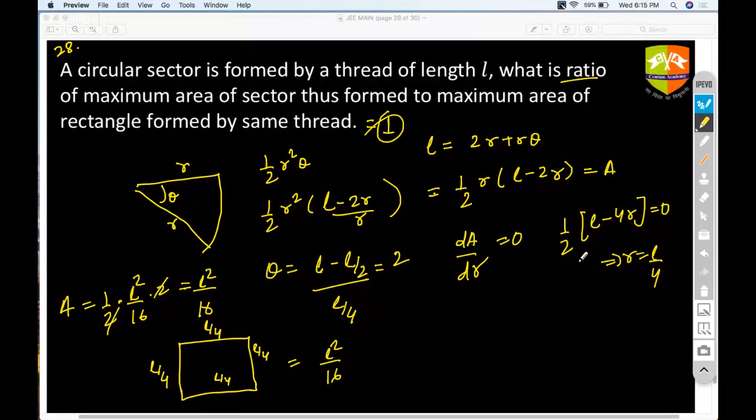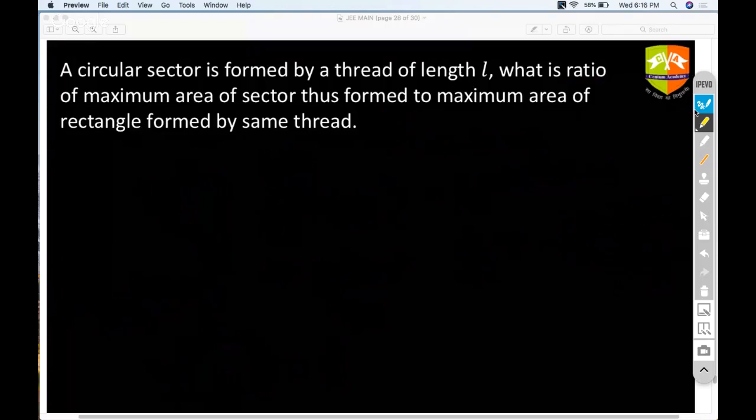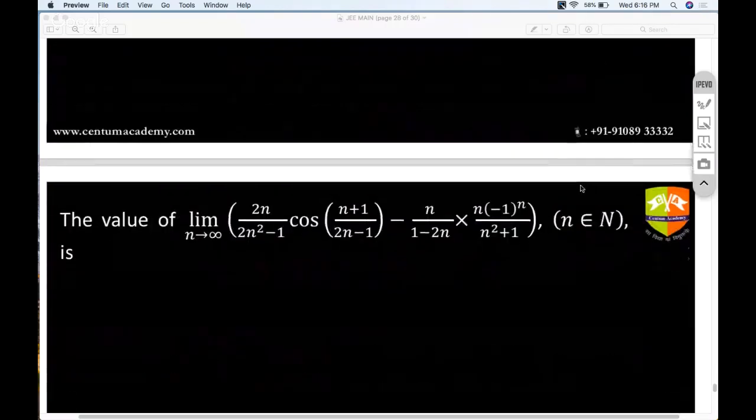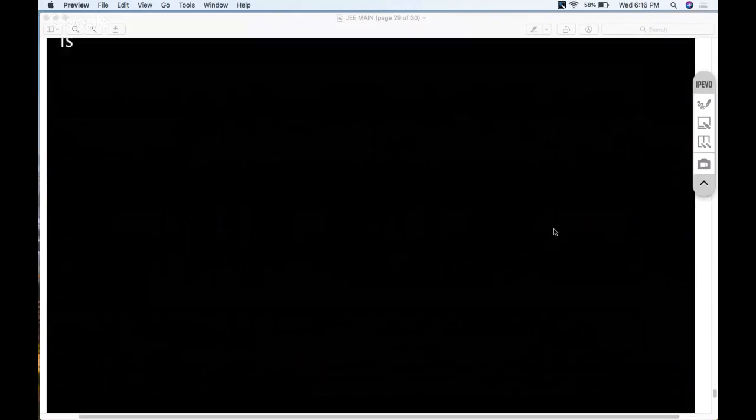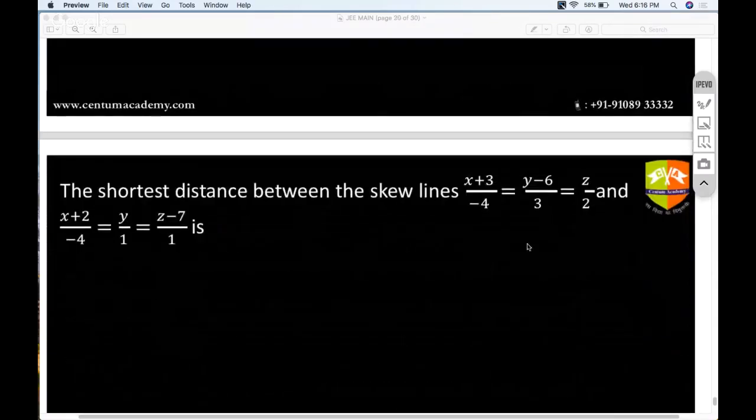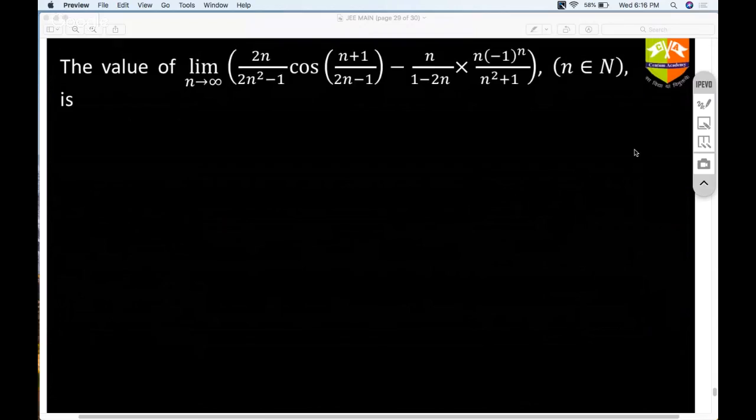So guys, 2 more questions are there. I would just leave them for your homework. Not very difficult ones. One is a limit question, the other is a shortest distance between skew lines question. So I would leave them as your homework.